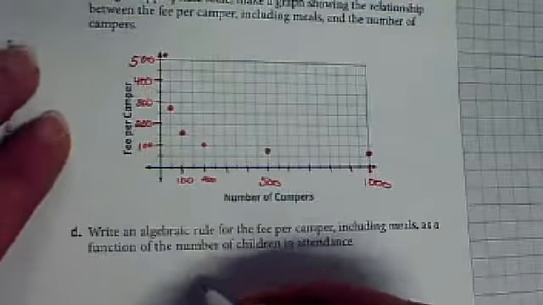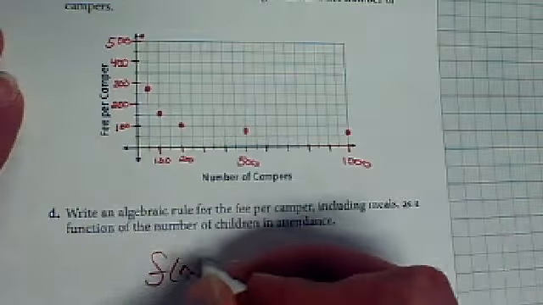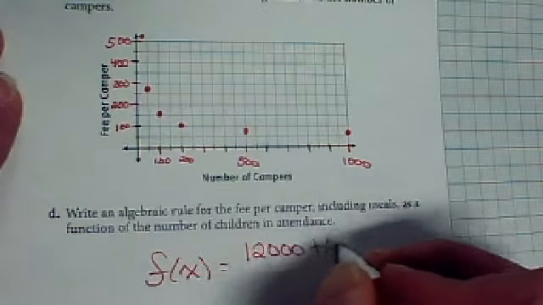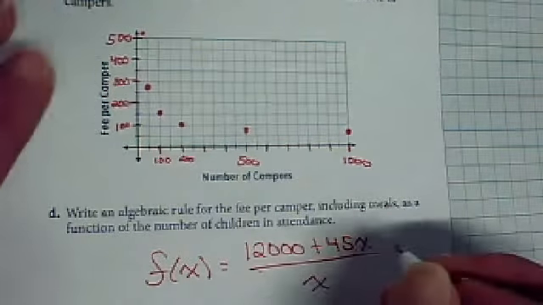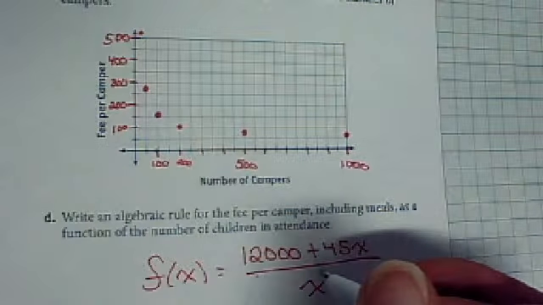So the rule here that we came up with, 12,000 plus 45 times the number of campers, divided by the number of campers. That gives us our fee per camper.